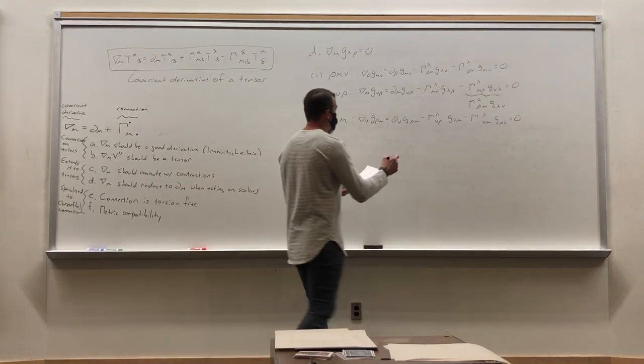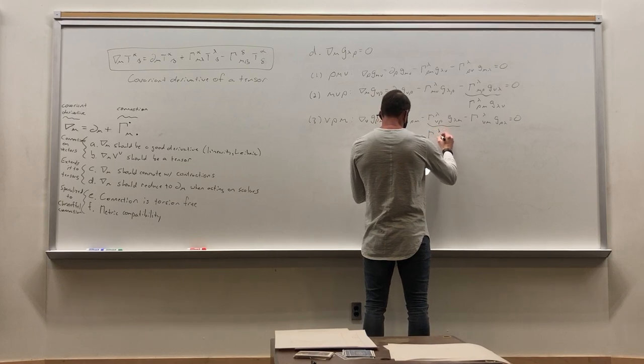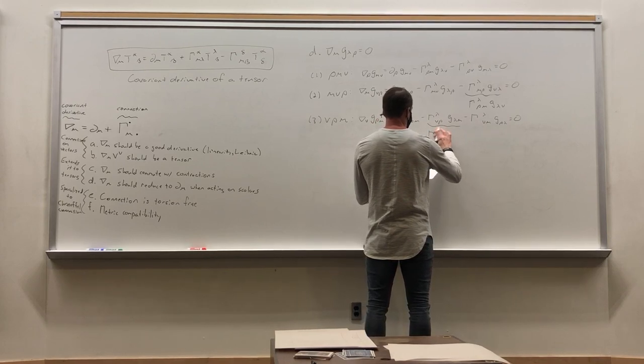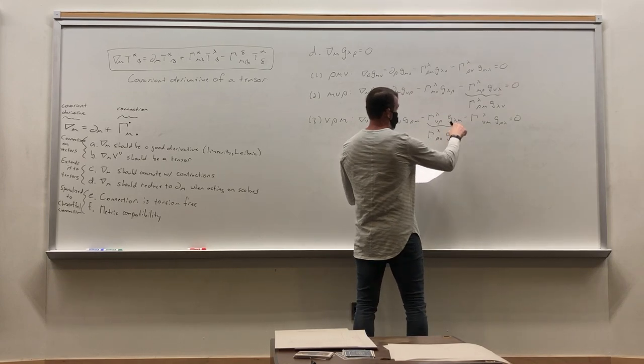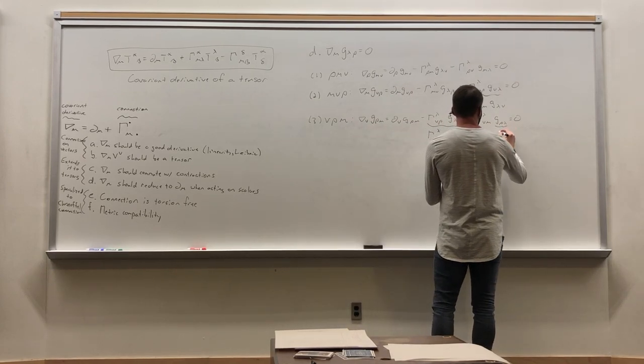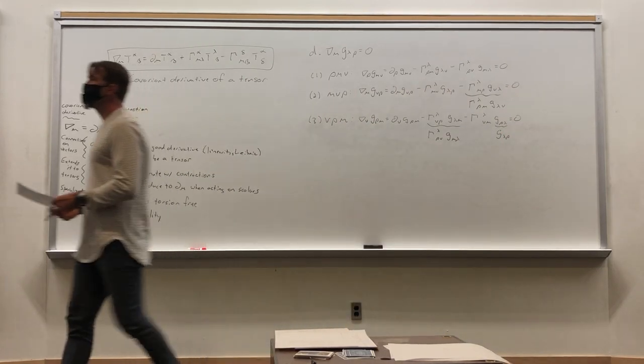Okay, so let me tell you what I'm going to do here. Here, I'm going to write this as gamma lambda rho nu g mu lambda. So I'm going to reverse both of those. And then for this guy, I'm going to reverse just the metric.